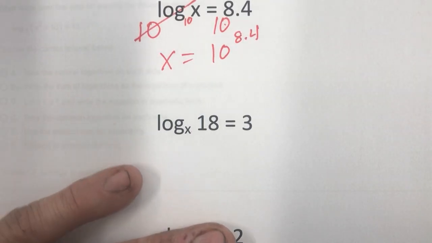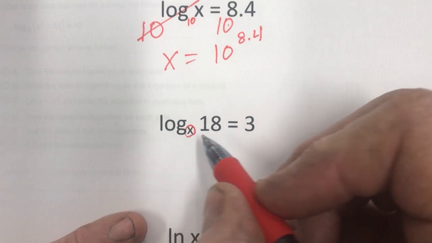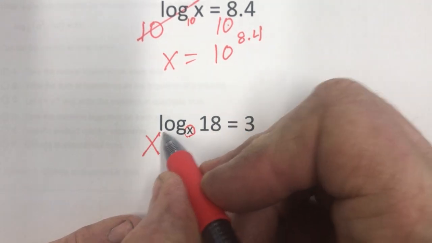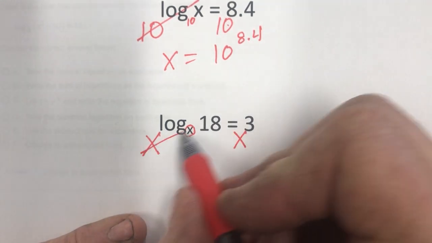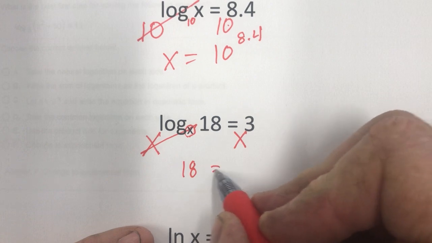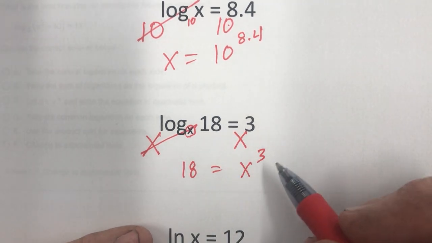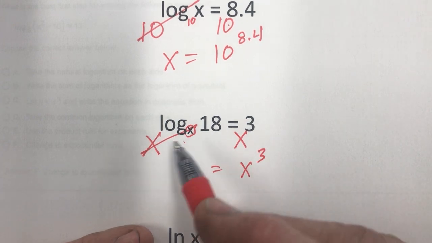What if we have this? Log base x of 18 equals 3. You see this time x is in the base of the log. So that means I raise x to this power equals x to the 3 power. And then these will cancel off, and 18 equals x to the 3 power. And then I can do a 1/3 power like we've done before. But the thing is, we're solving for the log.